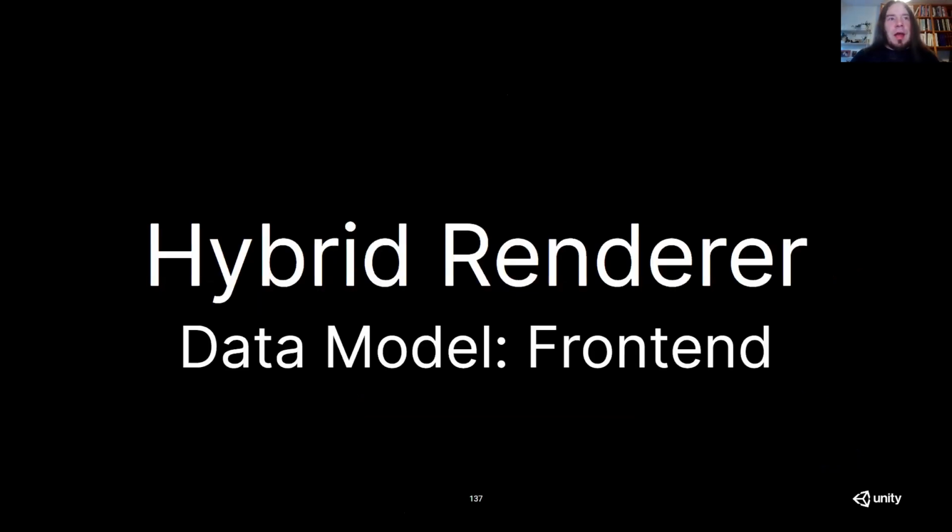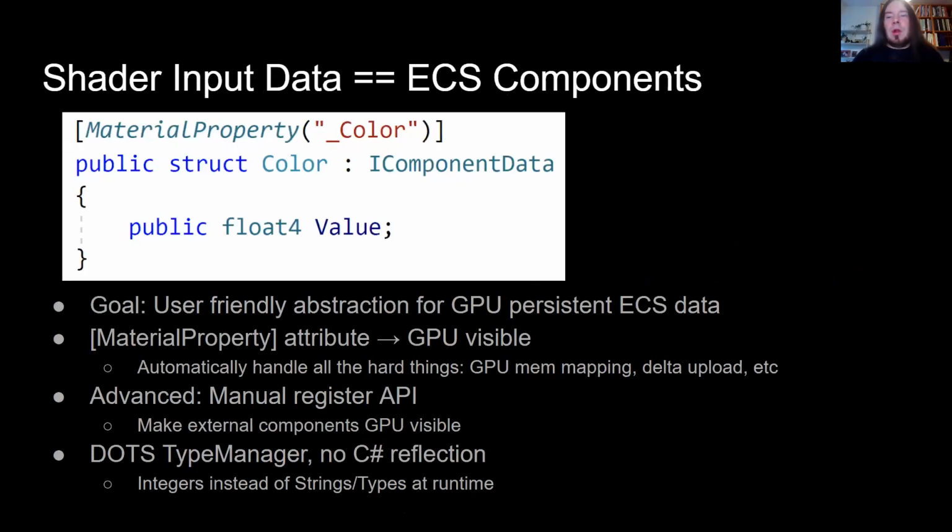And now that you understand the basics of the DOTS data model, let's discuss the hybrid renderer. And let's start with the user-facing frontend first. Unity is all about easy abstractions for the user. Our goal is to make setting up shared data as simple as possible while retaining high performance and data persistence. The user simply adds a material property attribute in front of their ECS component struct, and we mirror the component in GPU memory and automatically keep the GPU data up to date. There is nothing else the user really needs to know.